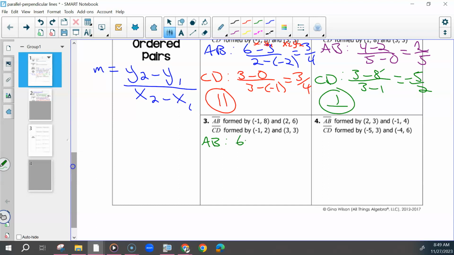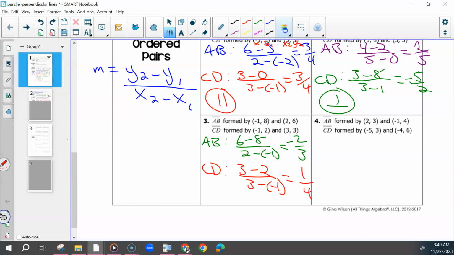So for AB, we have 6 minus 8 over 2 minus a negative 1. What is the slope for AB? Negative 2 over 3. And then for CD, we have 3 minus 2 over 3 minus a negative 1. 1/4. So these would be parallel, perpendicular, or neither?